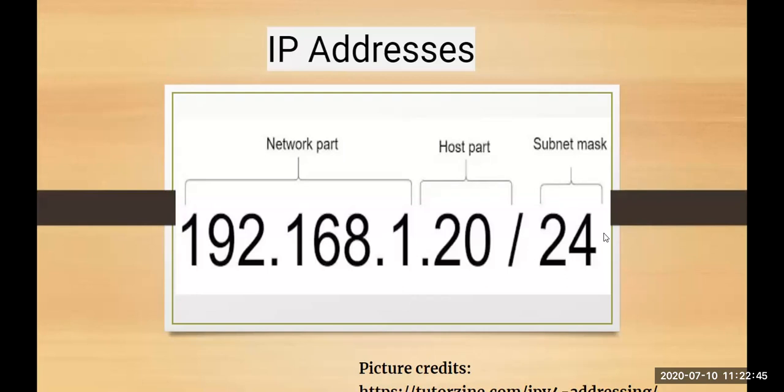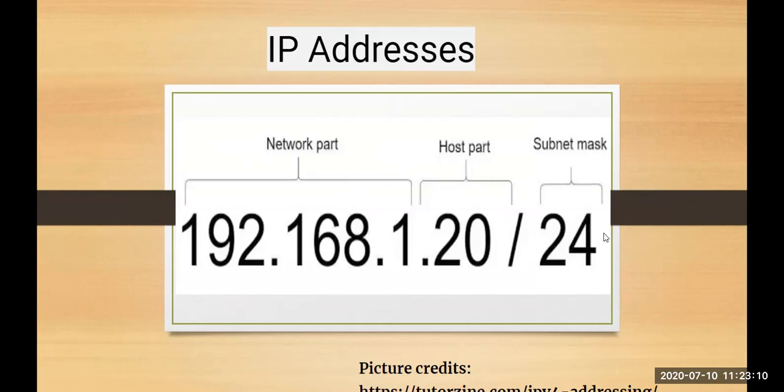For example, if I talk about class A IP address, which starts from 0 to 127, its subnet mask value will be 8. Similarly, class B IP address has a starting range of 128 to 191 and its subnet mask value is 16. Class C IP address starts from 192 to 223 and its subnet mask value is 24.